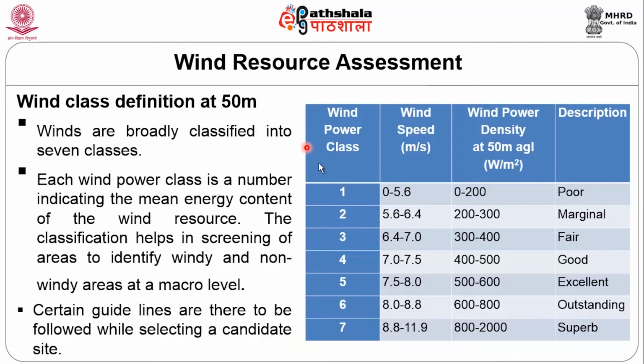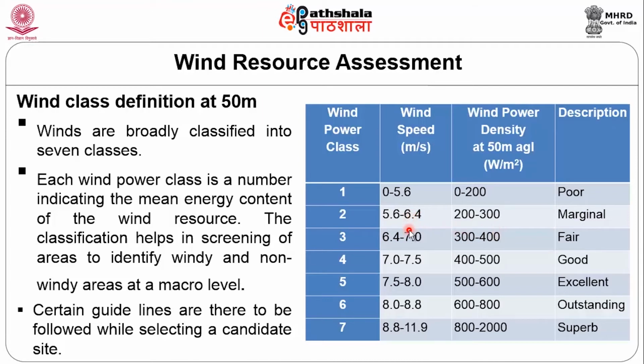And this is about the wind resource assessment, and the wind power classes are mentioned here, 1 to 7, with the wind speeds. The number 1 class is 0 to 5.6, and for class number 2 it is 5.6 to 6.4, and it goes on till 7, which is 8.8 to 11.9. For the various classes, the various wind speeds are given, and the wind power density at 50 meters height, in watt per meter square, is 0 to 100 when the class is 1, and when the class is 2, it is about 200 to 300 watt per meter square, that is the wind power density.